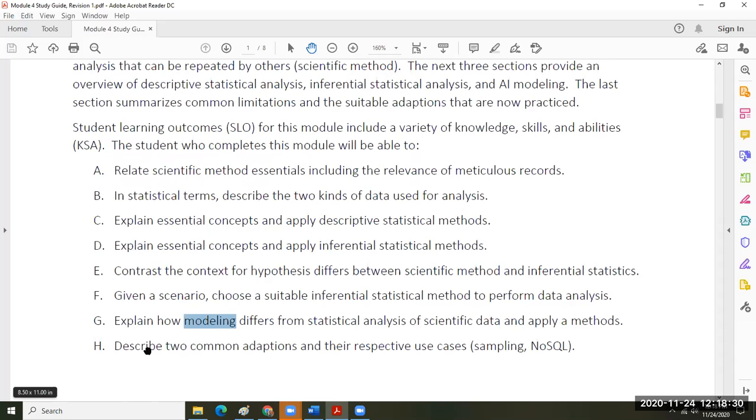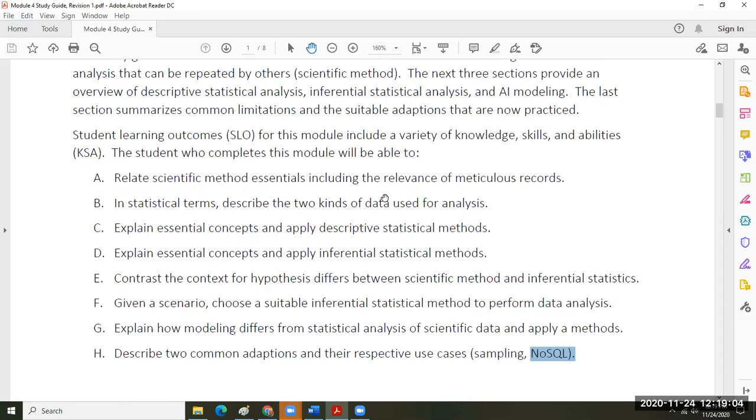The last thing we want to cover are the two common adaptations. When you're working with experimental data, especially large data or unstructured data, the common method to manage very large data sets, we'll talk about sampling for a minute, and then something called NoSQL. You have these new methods like JSON, where you have very unstructured data. If you end up having to work with experimental data, that ends our concepts here for module 4.